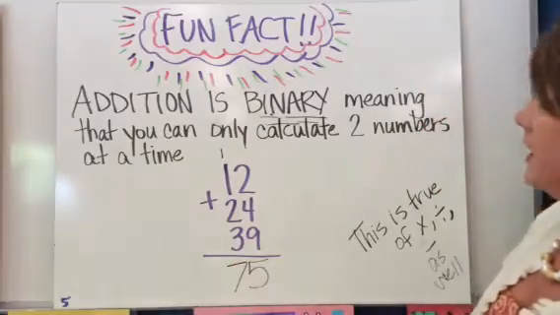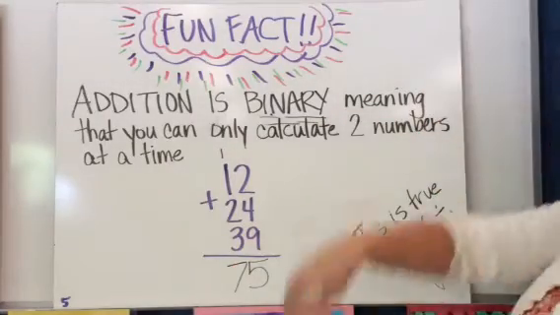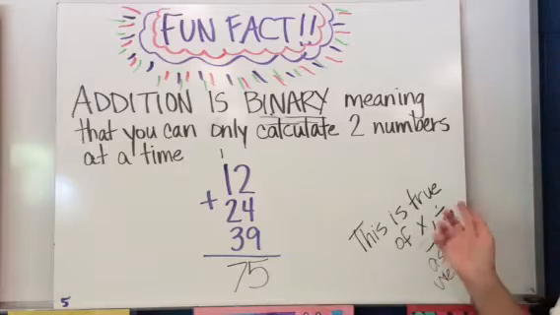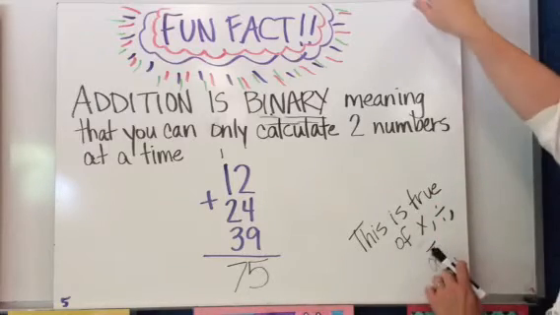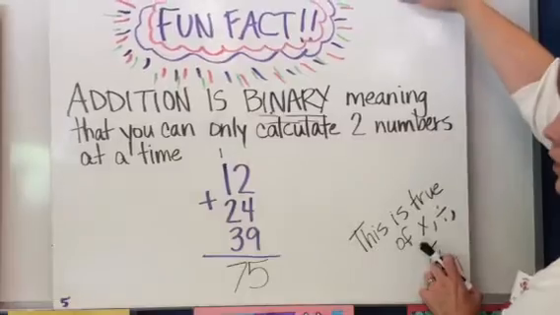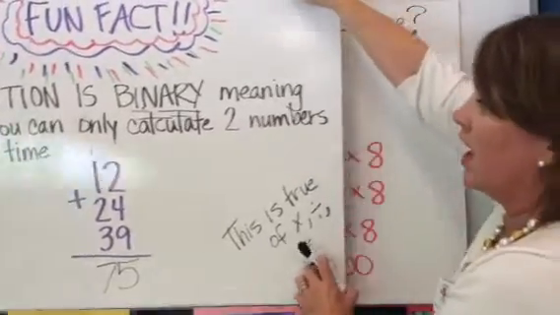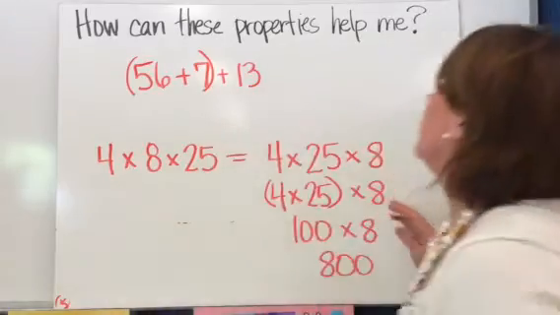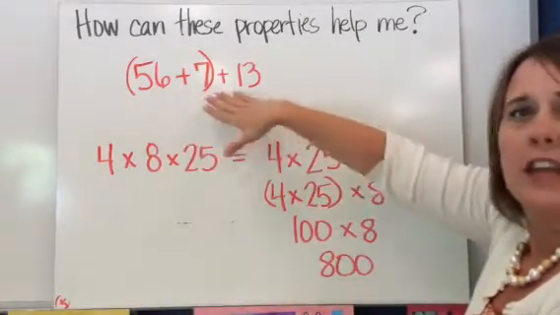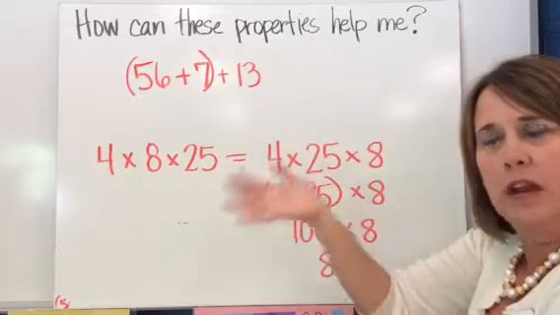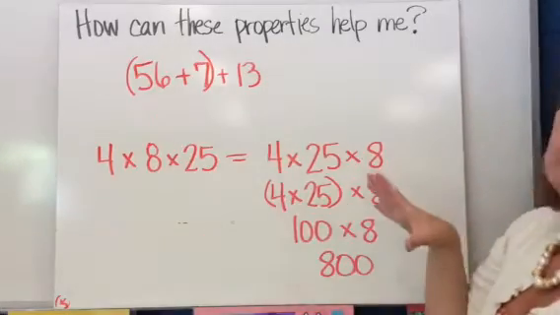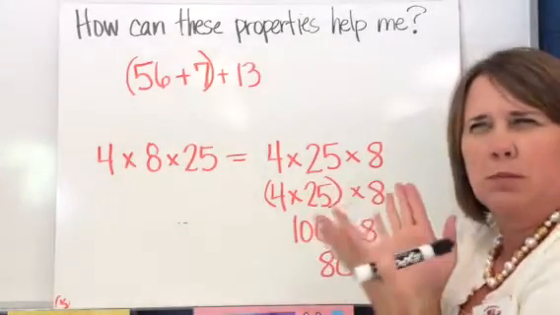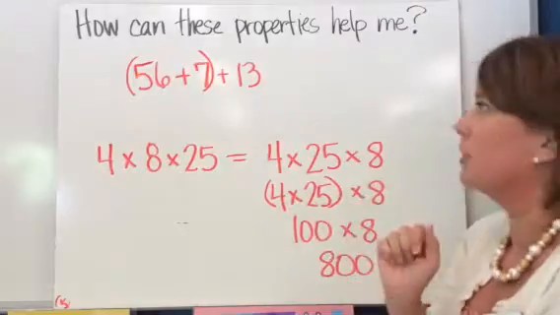So addition is a binary operation. As a matter of fact, so is subtraction, multiplication, and division. They're all binary. You can only do 2 at once. And that helps for when we get to problems like this. How can the properties help you? Well, they can help you add things in your head or multiply things in your head. They can also help you work out problems by organizing numbers and putting them, kind of compatible numbers together.